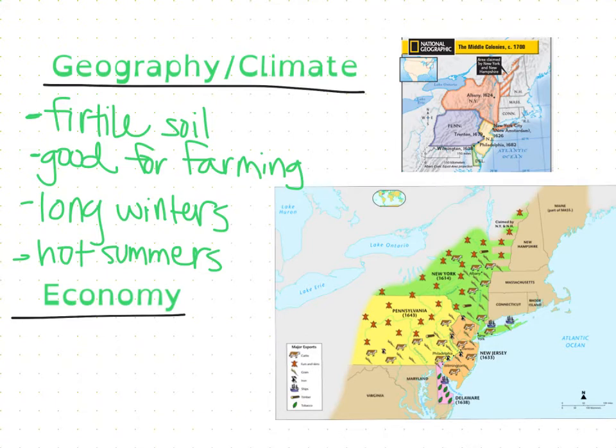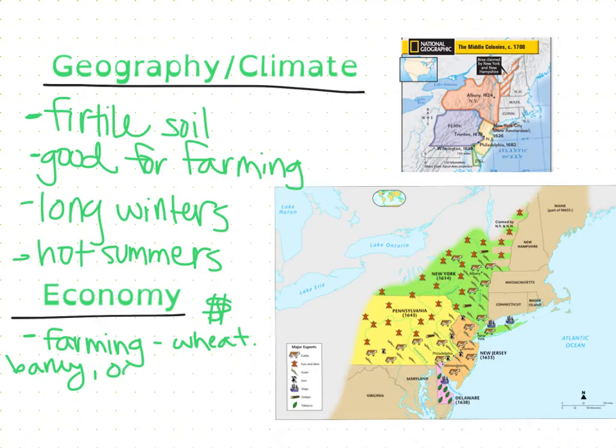Next up, we're going to talk about the economy. How do they make their money? So the economy in the middle colonies was predominantly farming. And they were farming things like wheat, barley, and oats.